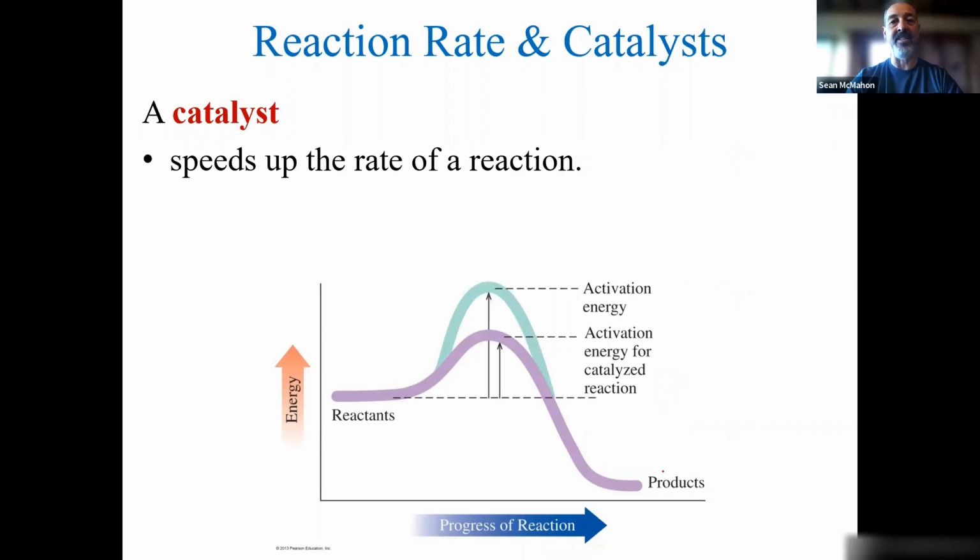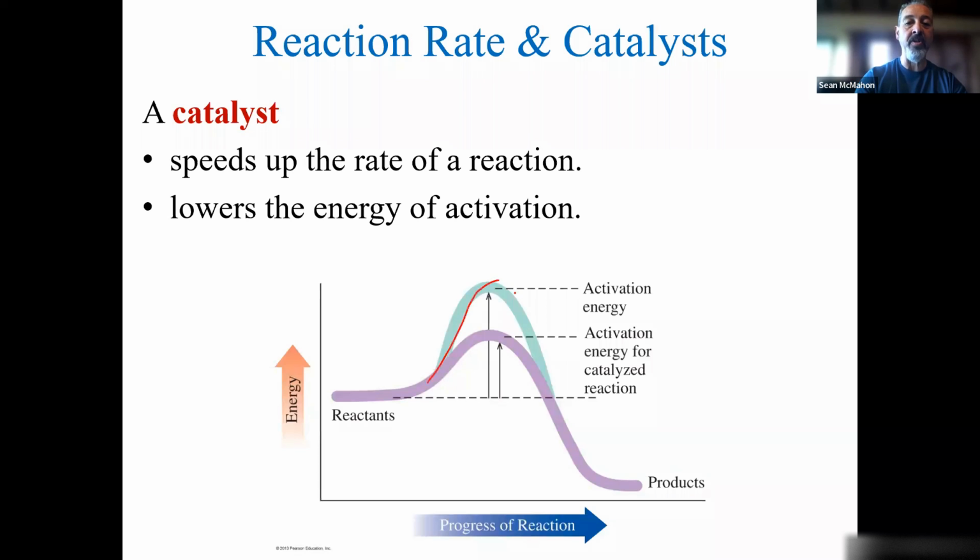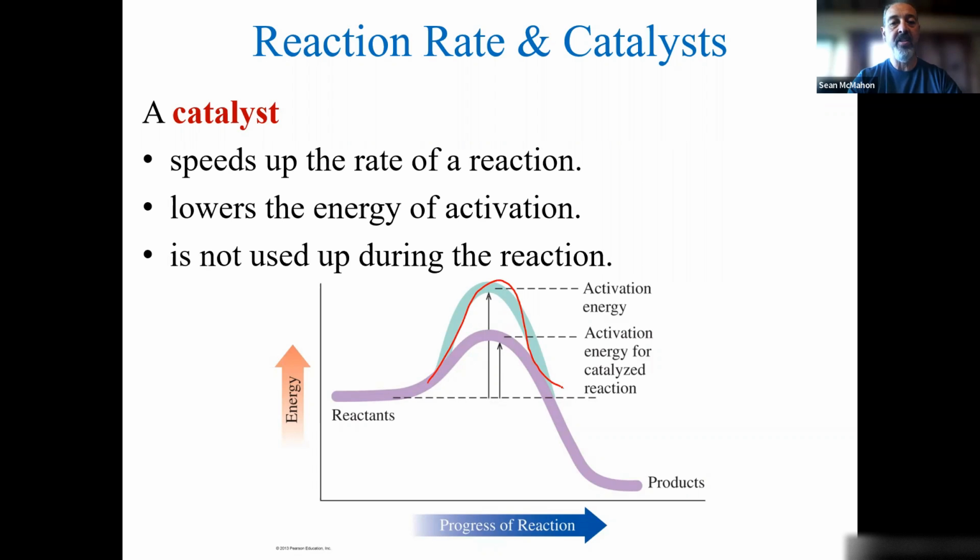How does a catalyst speed up a reaction? Well, typically what a catalyst does is it actually lowers this activation energy. So again, the activation energy is the minimum amount of energy for a reaction to take place. So it can lower it. And the other thing about catalysts is because it's actually not part of the reaction, it doesn't get used up. You don't even write it in the equation.